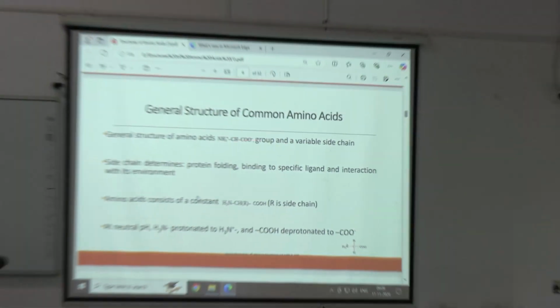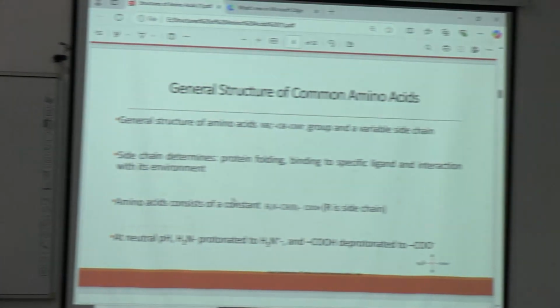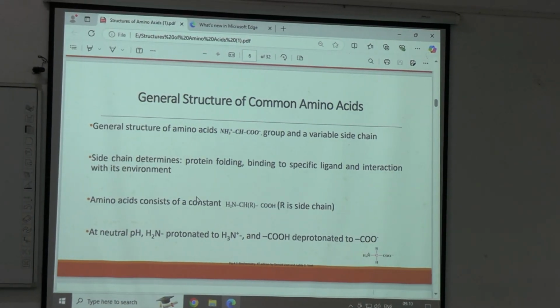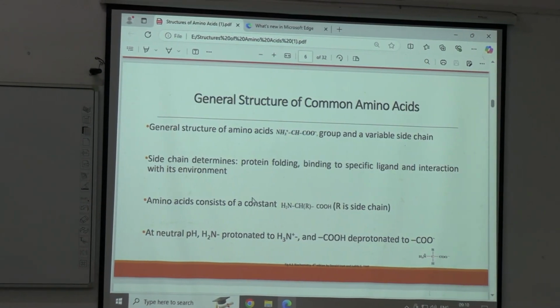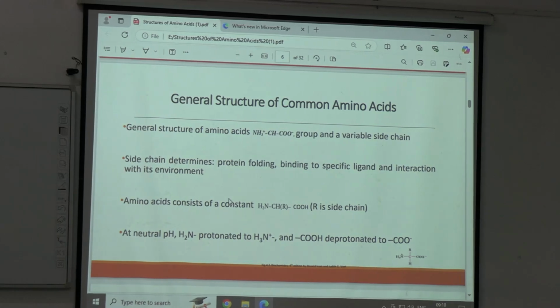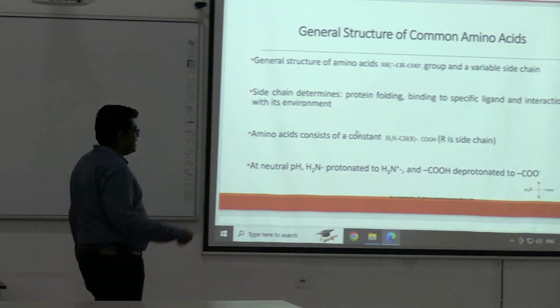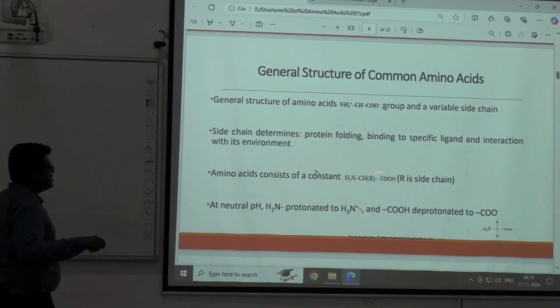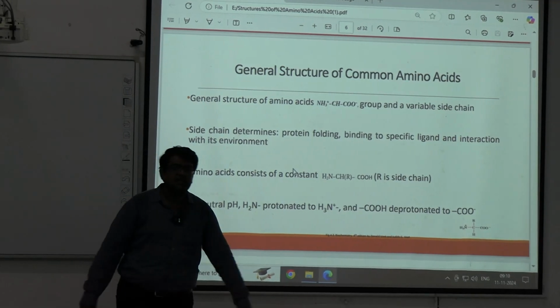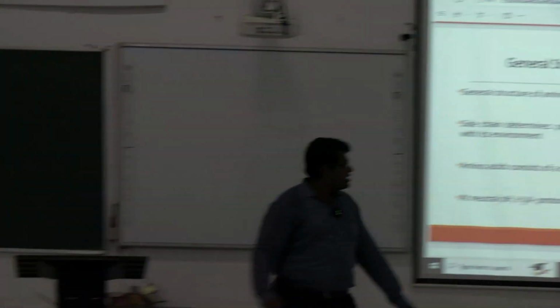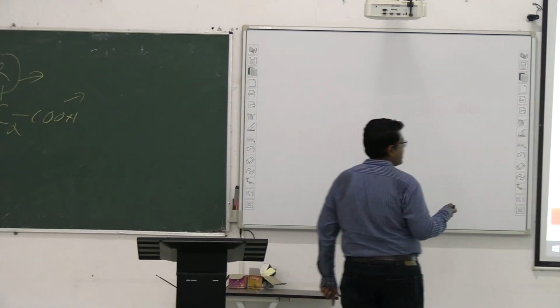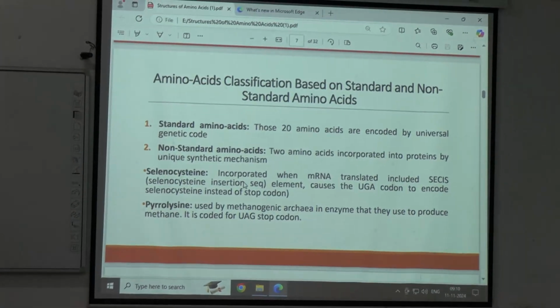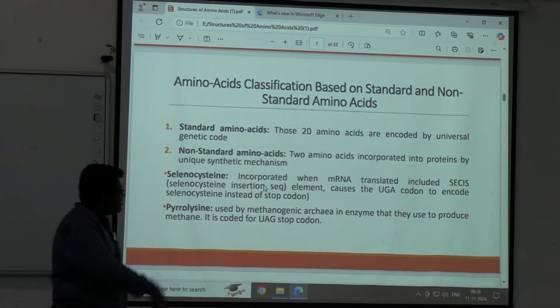So the general structure is very simple. Alpha carbon. What you mean by alpha carbon is that the carbon has 4 different groups attached to it. There is a COOH group, a carboxylic group, an amino group, and this R is different for each and every different amino acid, giving it special structure and nature. Okay. Standard amino acids and non-standard amino acids.